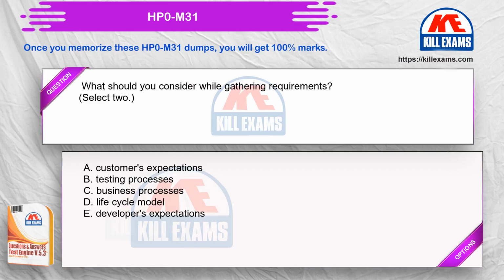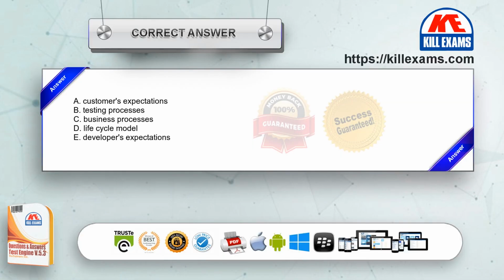What should you consider while gathering requirements? Select 2. Option A. Customers' expectations. Option B. Testing processes. Option C. Business processes. Option D. Life cycle model. Option E. Developers' expectations. The correct answer is option A, C.